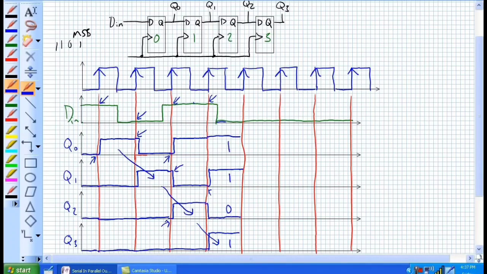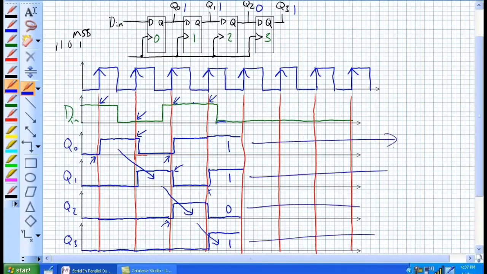And how many clock pulses does it take to read it, because we're already at 1, 0, 1, 1? Just 1. Because basically, they're all going out simultaneously, boom, boom, boom. 1, 0, 1, 1. Again, head first, MSB to LSB.